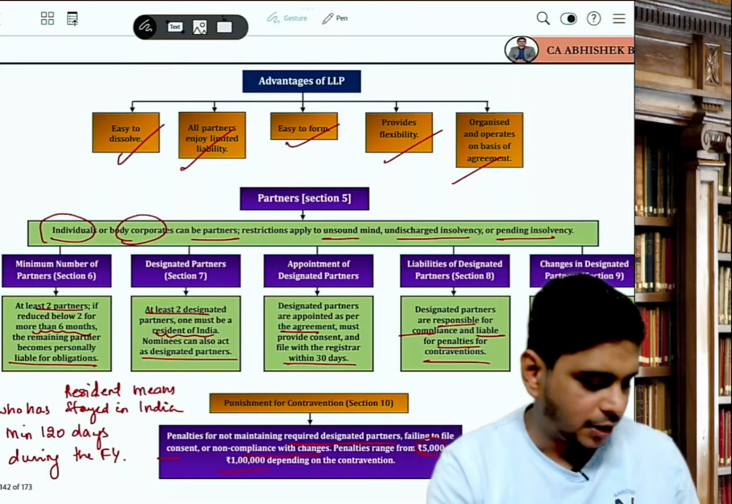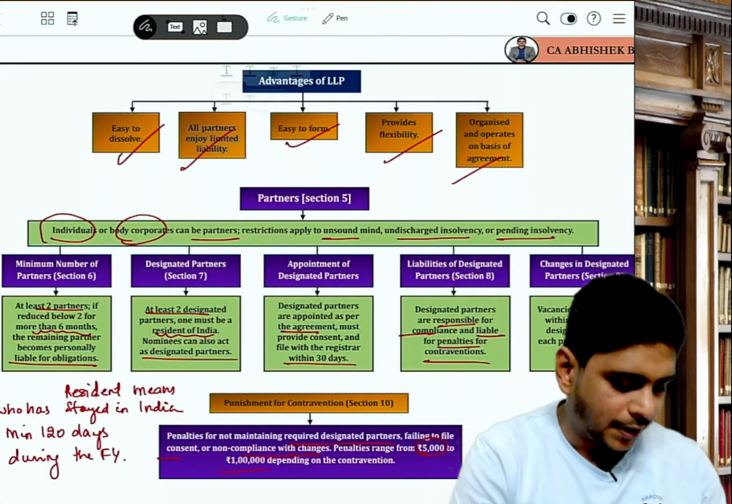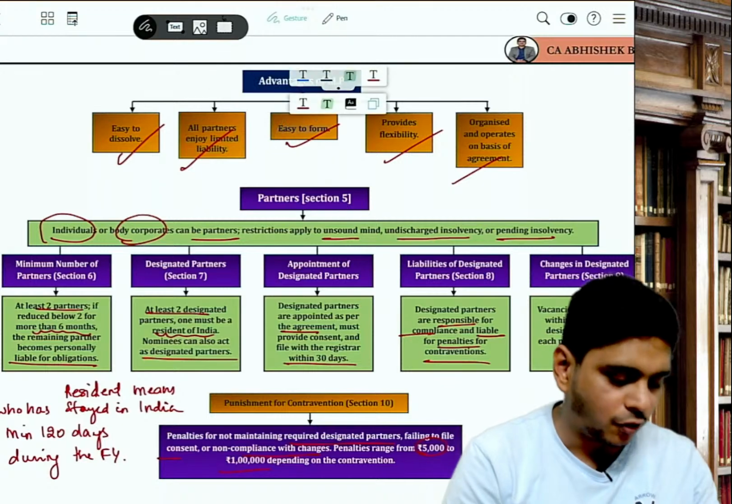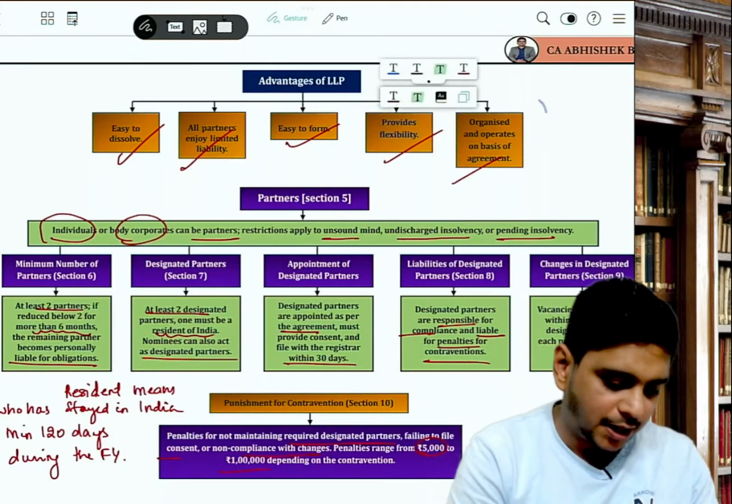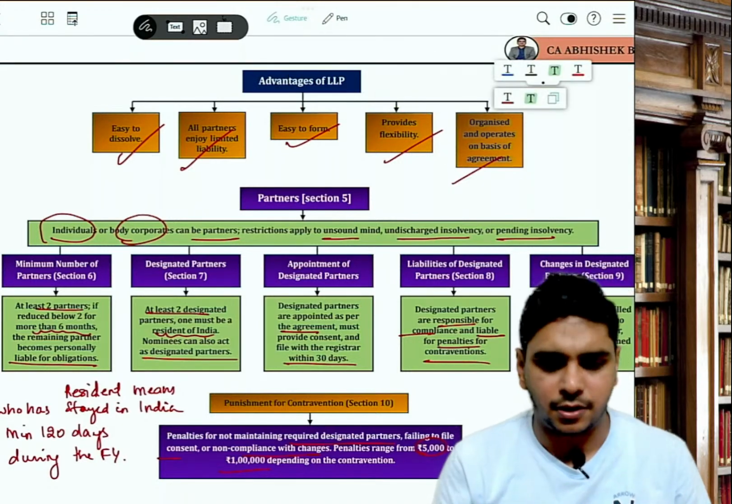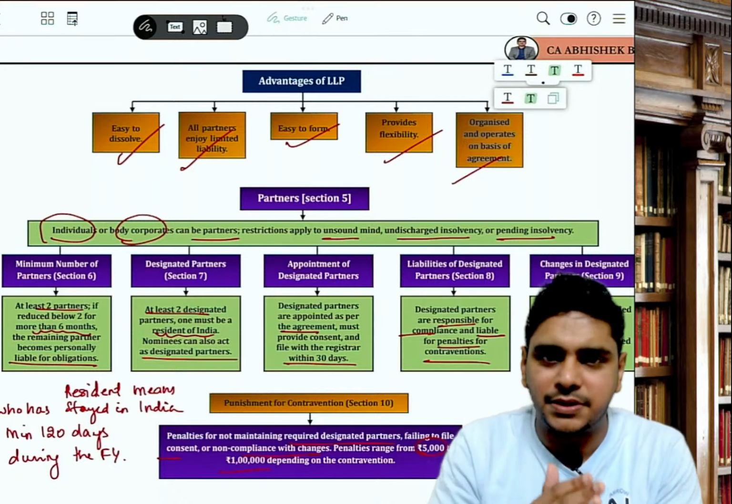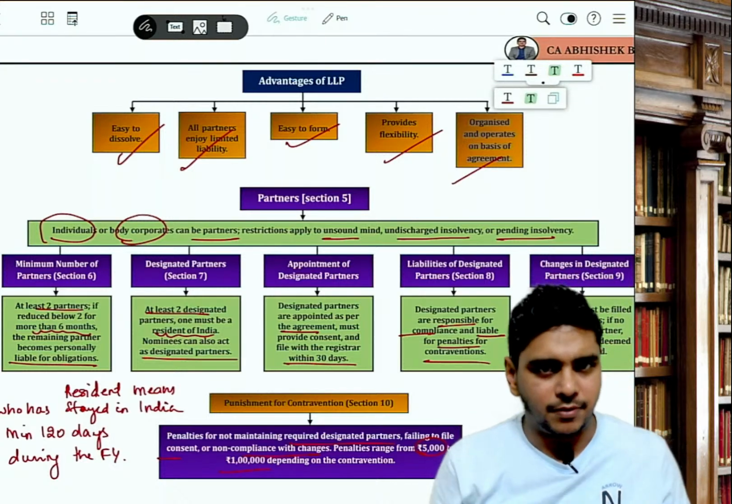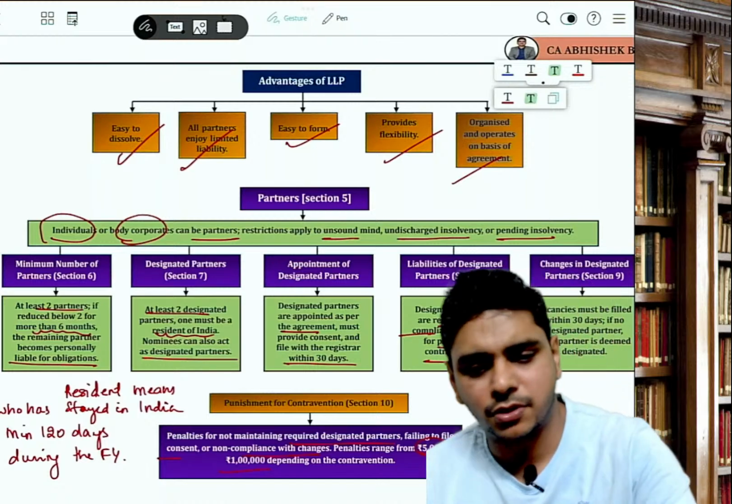Now, advantages of LLP. It's easy to form. All the partners enjoy limited liability. It is easy to form, easy to dissolve, provides flexibility, and organizes and operates on the basis of the agreement. In the Companies Act we have MOA, here it is basically an agreement. So till now, that was the basics.